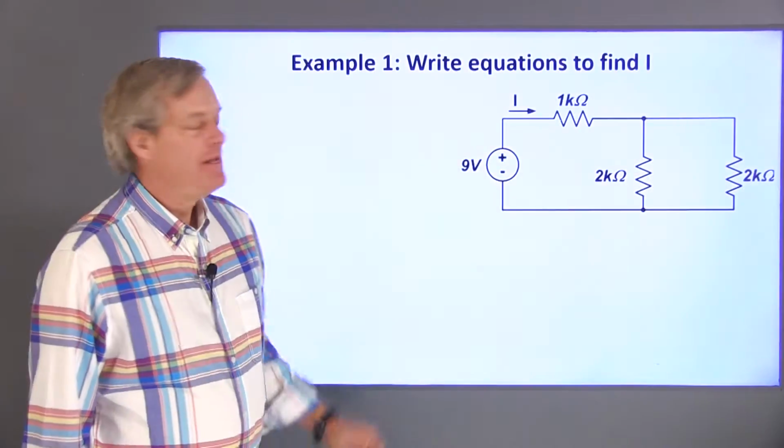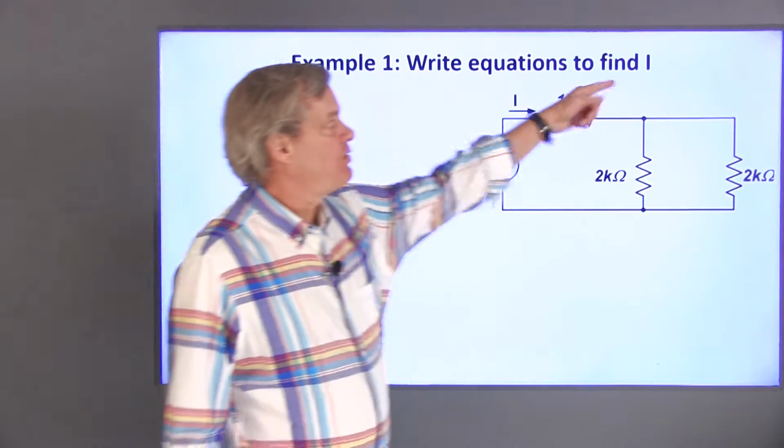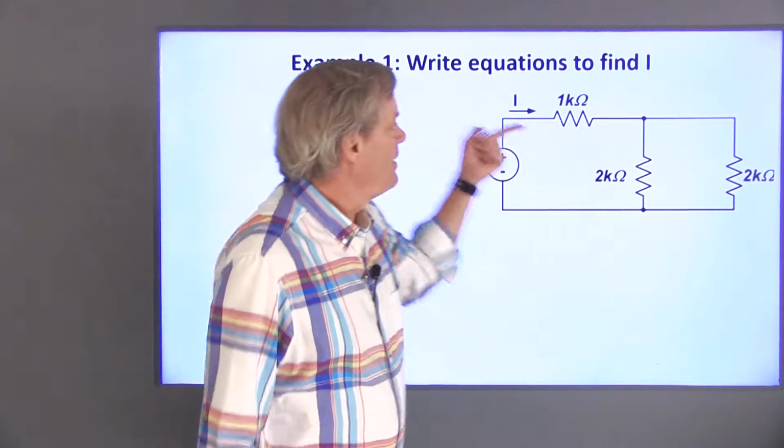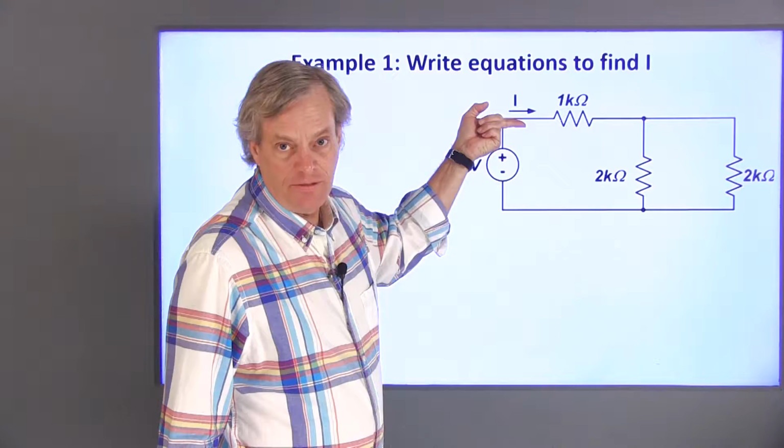In this video, I'll show how to apply the passive sign convention, Ohm's law, and Kirchhoff's laws in order to analyze a complete electrical circuit. In this example, I want to write a set of equations from which I can find I, the current through this 1 kilo ohm resistor.